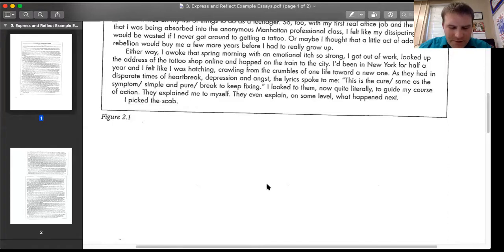Either way, I woke that spring morning with an emotional itch so strong I got out of work. I looked up the address to the tattoo shop online and hopped a train to the city. I'd been in New York for half a year and felt like I was hatching, crawling from the crumbs of one life towards a new one.